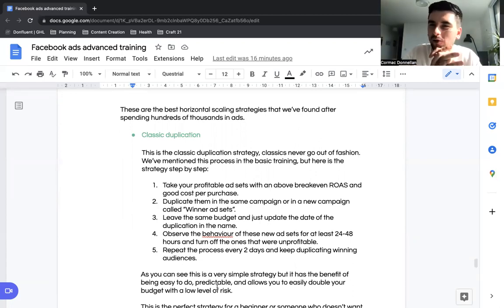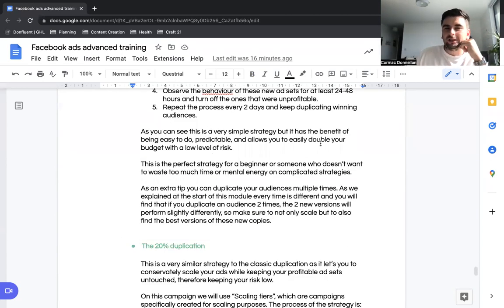Test, test, test, keep going, and consistency. So as you can see, it's a very, very simple strategy, but it has the benefit of being easy to do, predictable, and allows you to easily double your budget with a low level of risk. If you're taking a $10 ad set and it's working well, you duplicate it, you're now spending $20. So it's quite a quick and effective way to scale.